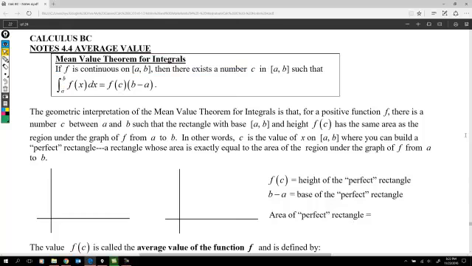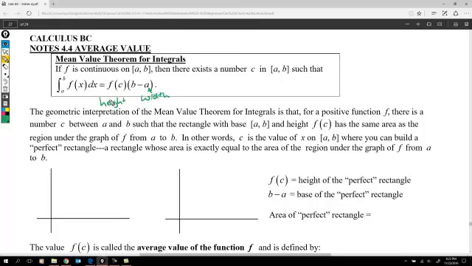First, they give us our definition of the mean value theorem for integrals. You already learned MVT about derivatives. That's when the secant equals the tangent. Now I have a mean value theorem for integrals, and the idea is kind of similar. If we break this down, this is my formula for the height of a rectangle. f of c is my height, and b minus a is my width.